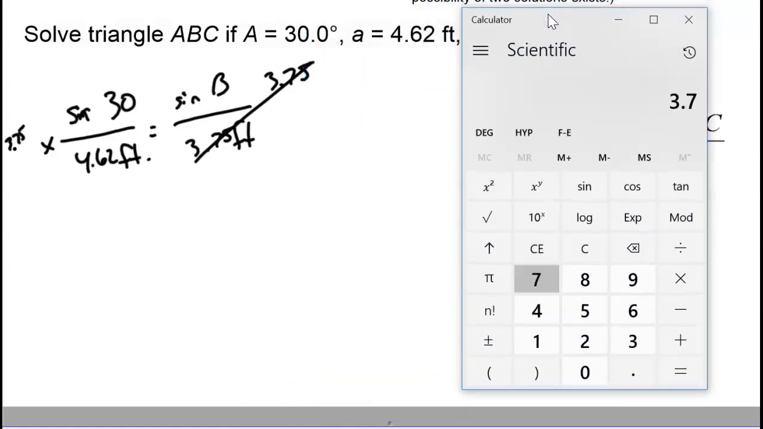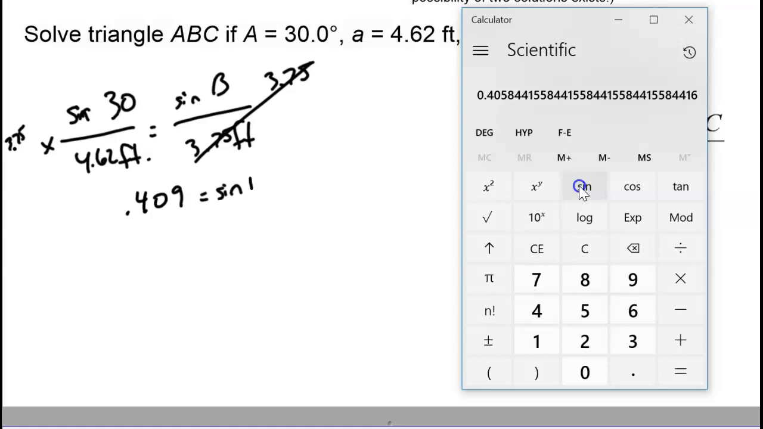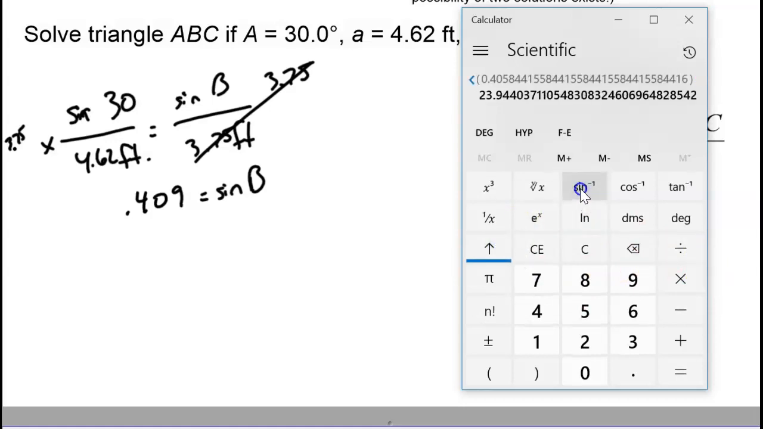And so we have 3.75 times sine of 30, and that divided by 4.62, and that gives us a decimal, which is good. We need that to be a decimal, because remember, if it was over 1, then we would know that there was no answer. And so this is sine B. So now to figure out what the angle is, we'll go inverse sine, and that tells us angle B is 23.9 degrees.